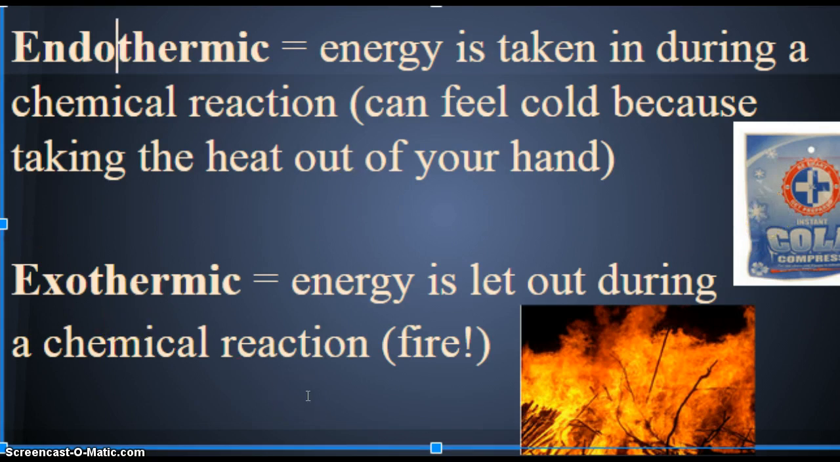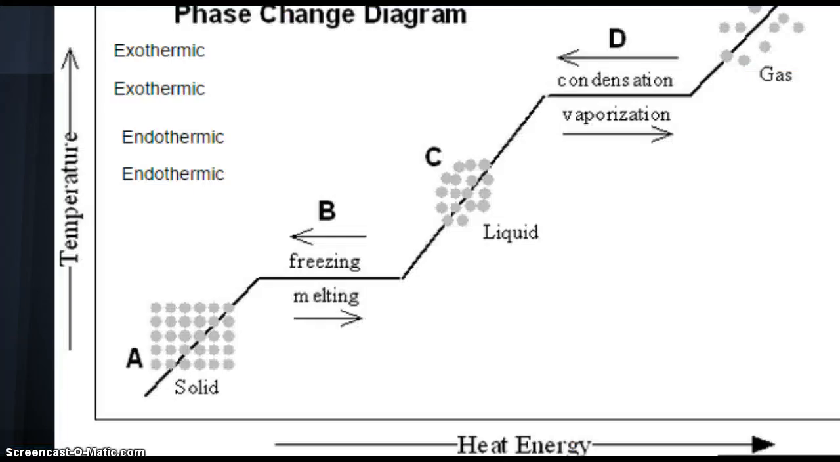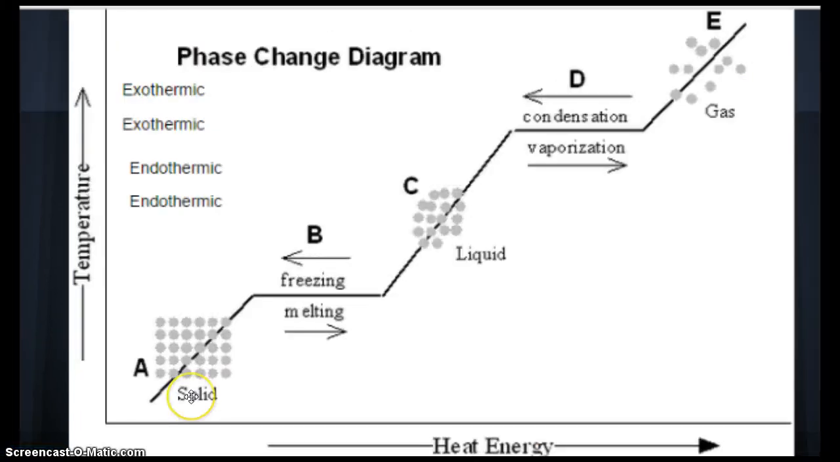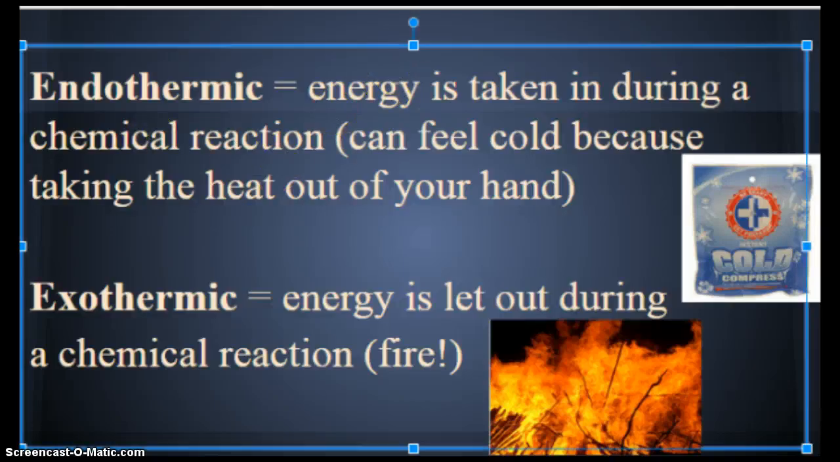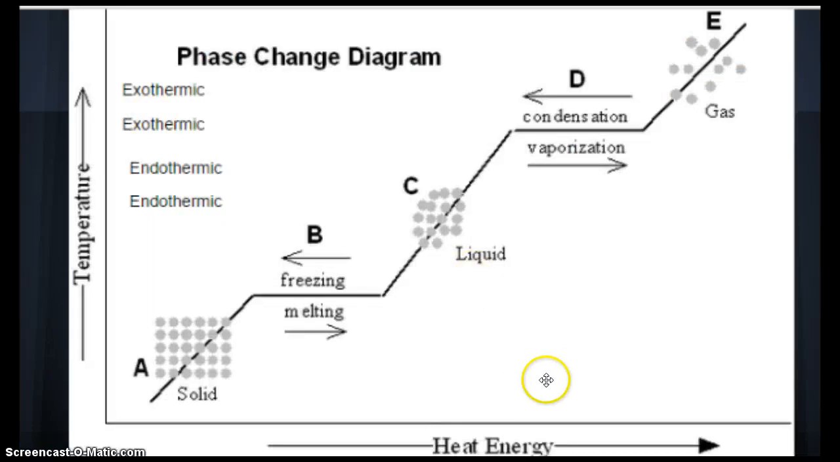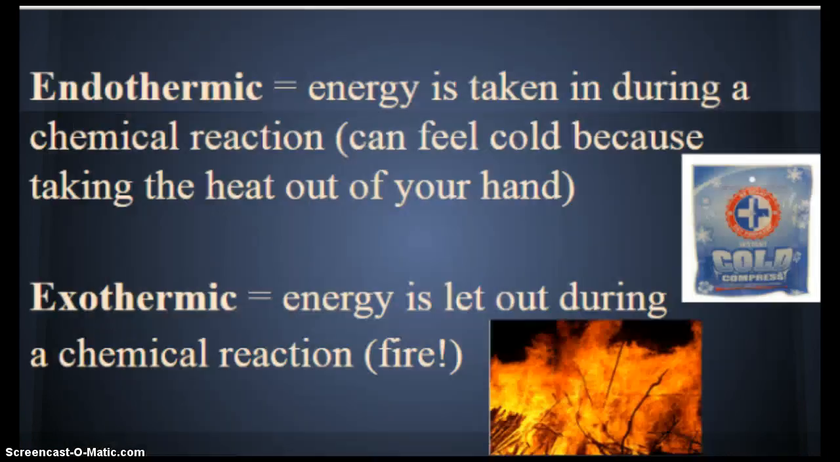Exothermic. Energy is let out during a chemical reaction. Fire! Okay, you can feel the heat coming out. All right, we can also talk about phase changes being exo or endothermic. Now again, usually we talk about chemical reactions, but it can also happen in some physical reactions, such as phase changes. So going back here, exothermic, the heat is let out. Endothermic, heat is taken in.